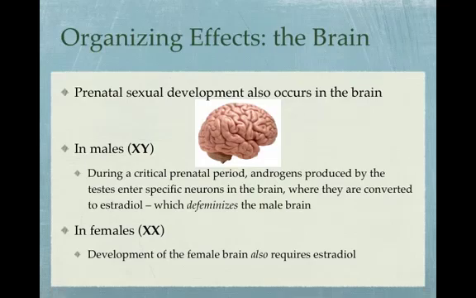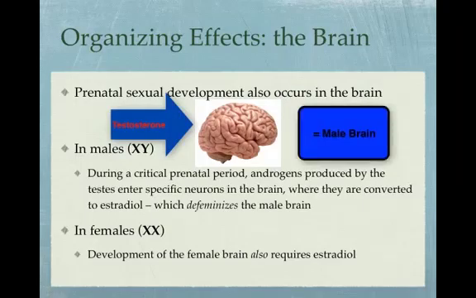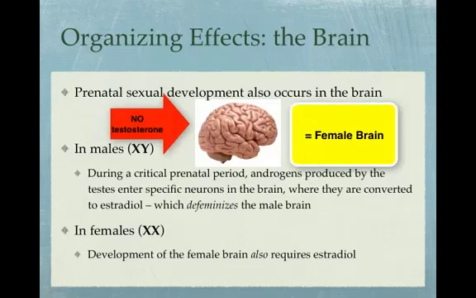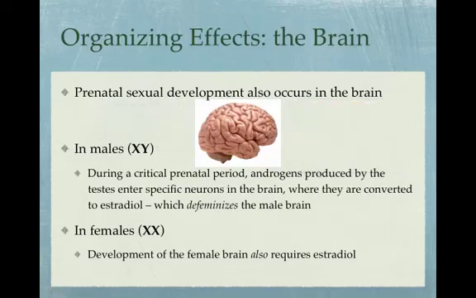So in this case, there's a critical period for sexual brain development. And if the brain is exposed to testosterone during that critical period, then the brain will become masculinized. If it's not exposed to testosterone because it's a genetically female fetus, then that brain will not develop into a male brain. So for males, the testosterone that is secreted by the testes enters specific neurons in the brain of the fetus, where it is converted inside those neurons to estradiol, which defeminizes the male brain.